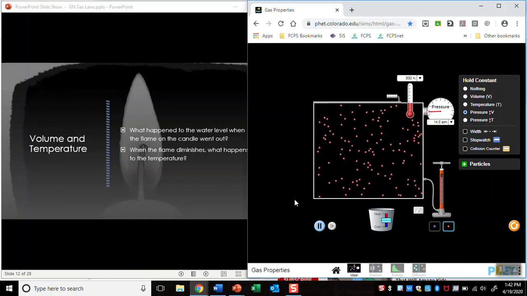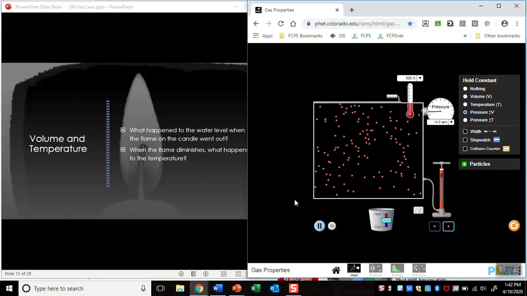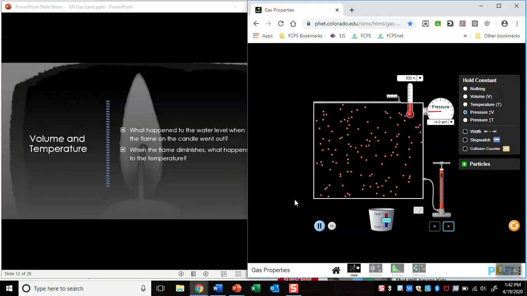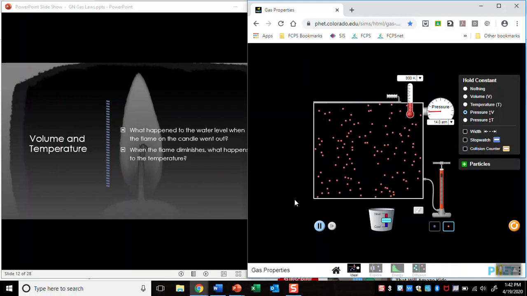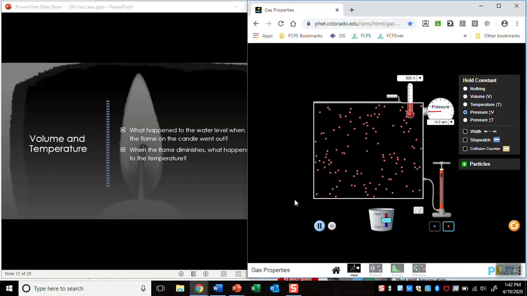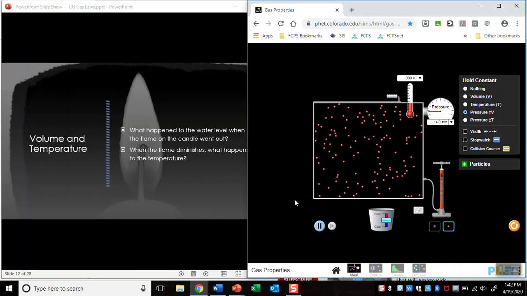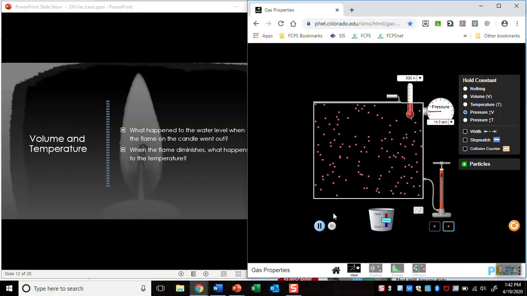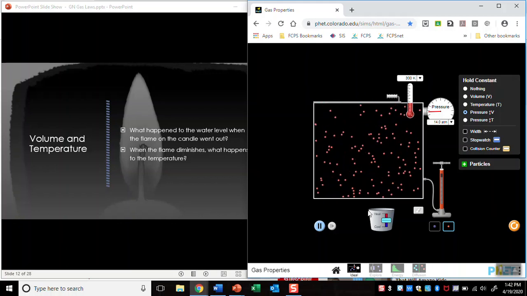So because pressure was trying to stabilize, the air pressure on the outside of the beaker was pushing the water, and therefore the water inside went up. Now, if you think about volume and temperature, and again, I'm going to use a simulation, pressure is held constant.